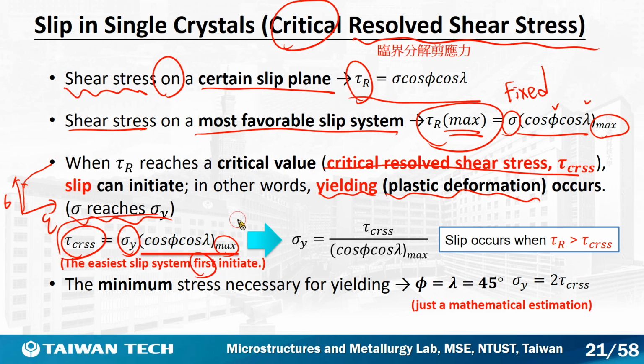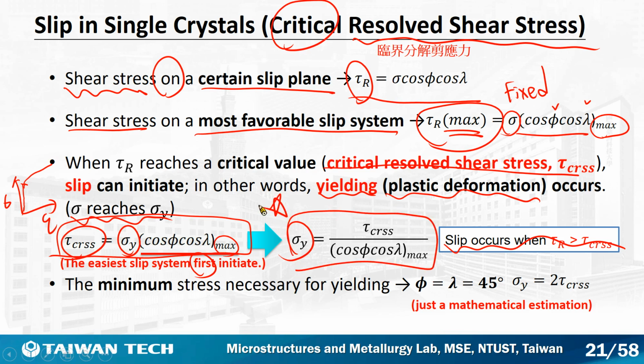So based on this equation, we do the rearrangement, and we get that the yield stress equals tau CRSS over cosine phi cosine lambda, maximum. And when slip must occur, tau R must be larger than tau CRSS. Okay, this is actually a very important equation, and the maximum stress for yielding will be this one.